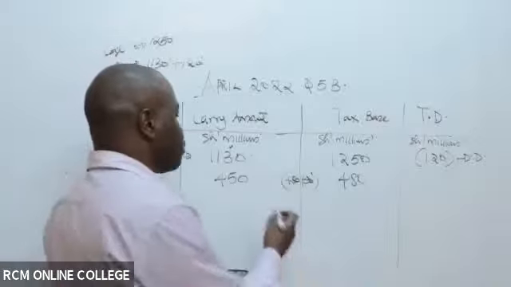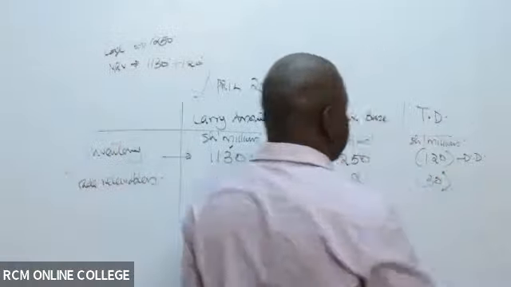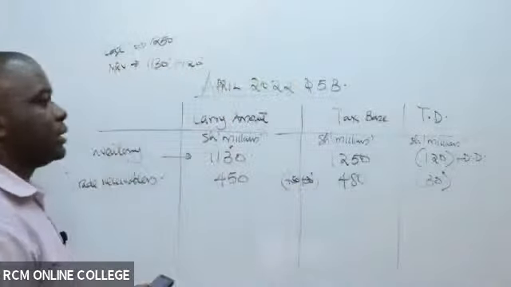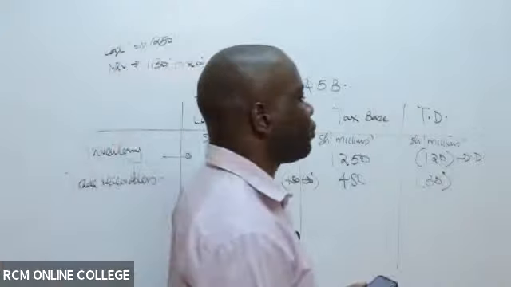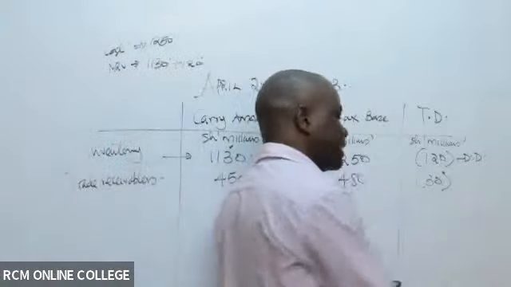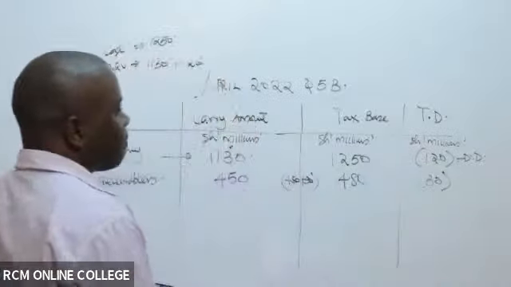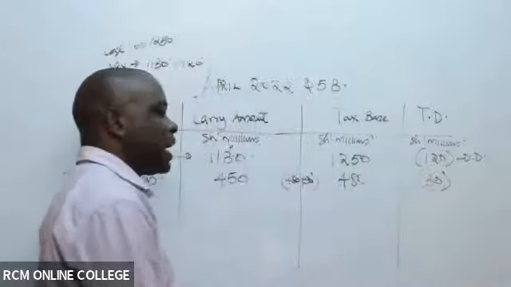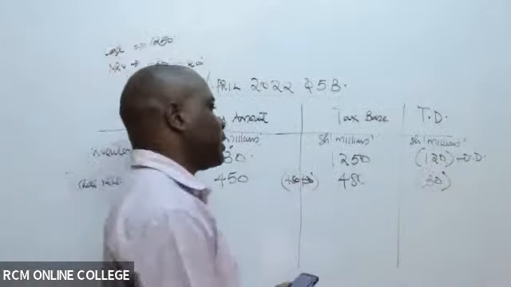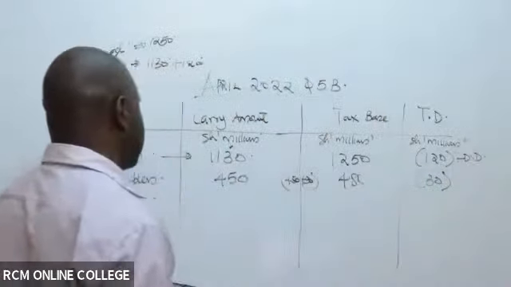So therefore, when you get the difference between the two, you get a negative of 30. And of course, that is a deductible difference, which eventually becomes a deferred asset. If it's a negative, it is a deferred asset. But if it's a positive, it is a deferred tax liability. If it's a negative, it is a deferred tax asset. So that is what was there.